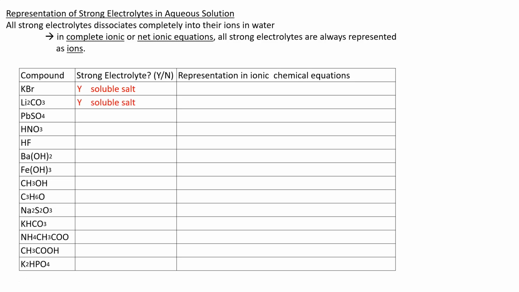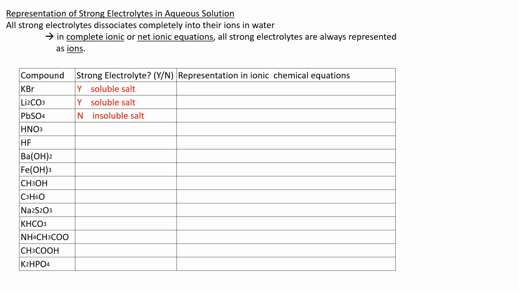PbSO4, well, that's a sulfate. Sulfates are usually soluble, but there are some exceptions. Lead is one that comes up a lot. So Pb, just watch out for Pb on the AP exam. If you see Pb bonded with something other than nitrate, it is probably insoluble, as is the case here. It's an insoluble salt.